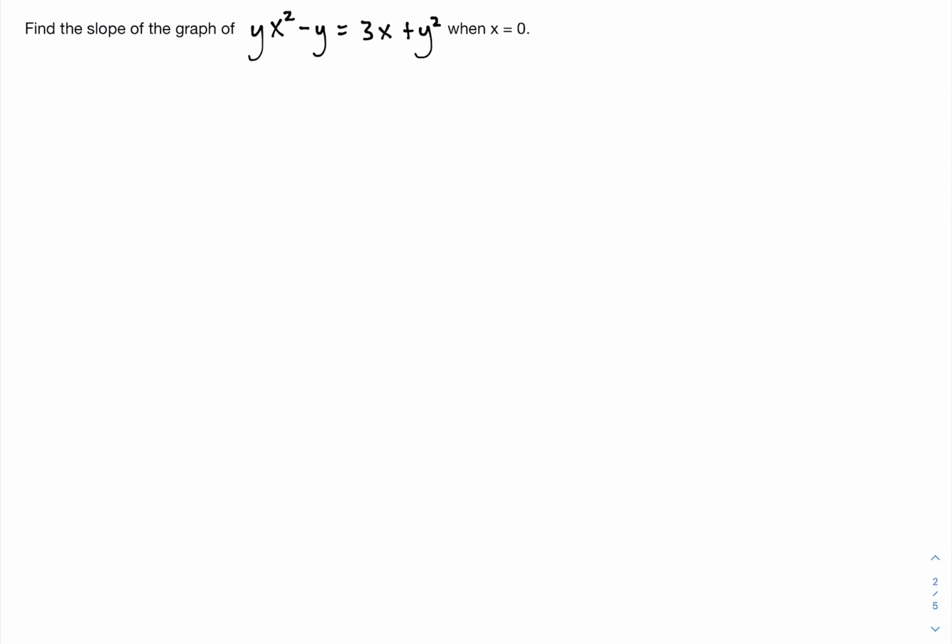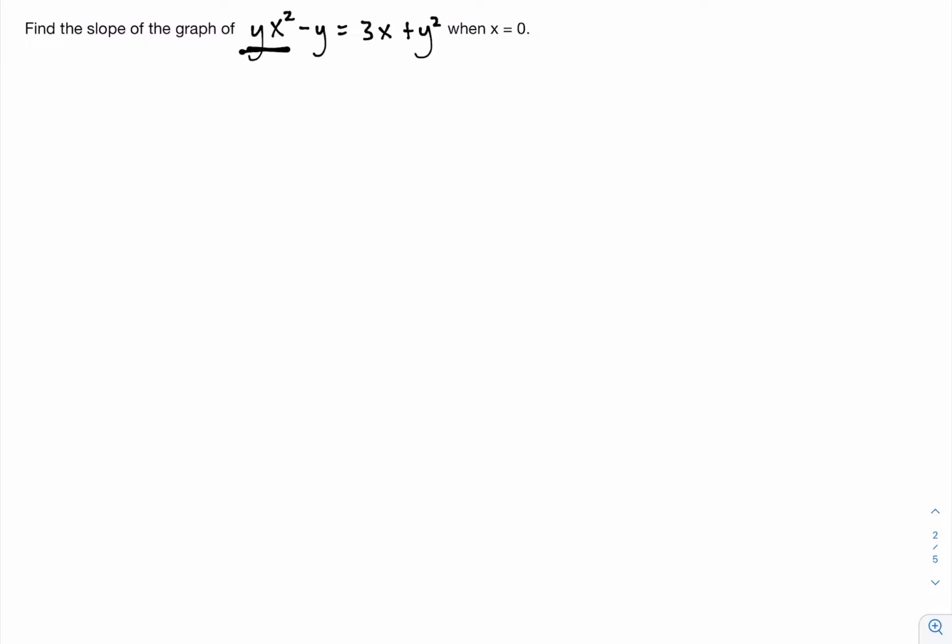Okay, so let's do an example here. Find the slope of the graph of yx squared minus y equals 3x plus y squared when x is equal to 0. Well, y times x squared, what's the derivative of that? Excuse me, I'm just getting over this nasty cough here. So this means we're going to differentiate everything with respect to x. The yx squared, the negative y, the 3x, and the y squared.